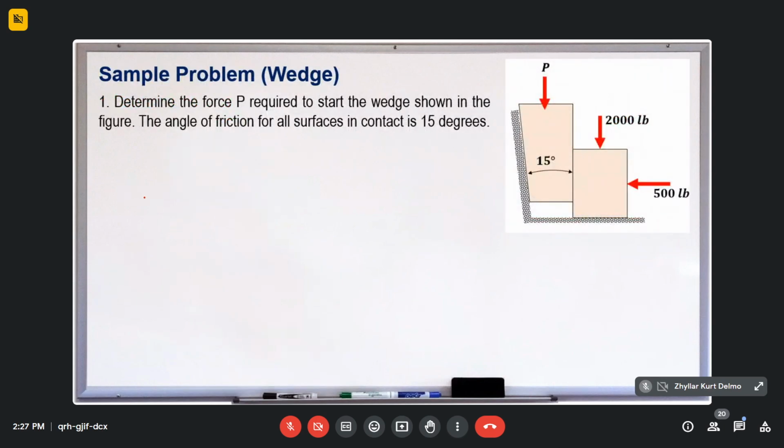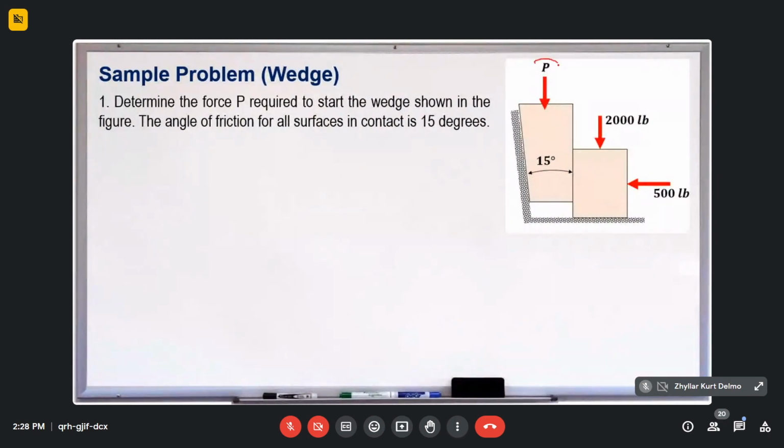Okay, so naa tay one problem for the wedge. So we have here: determine the force P required to start the wedge shown in the figure. So naa tay duha ka wedges diri actually, usa ka buok no, kanang trapezoidal nga forma, kay kani usa block man ni siya, kay rectangular. So we have a wedge and a block as shown in the figure. Now ato pangitaon ang force P required to start this wedge.